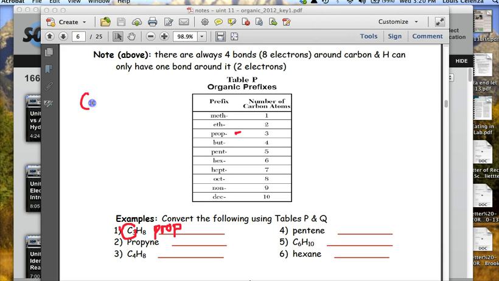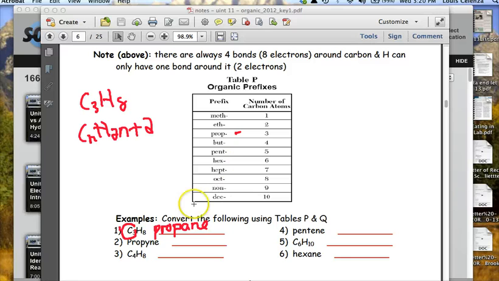So I go back to the formulas at the top, and it turns out that this matches this general formula. If you plug 3 in here, you're going to get C3. If I plug 3 in here, 3 times 2 is 6, plus 2 is 8. It's an alkane, which means it ends in A-N-E. That is simply propane. It is the gas that you use in your barbecue grills.